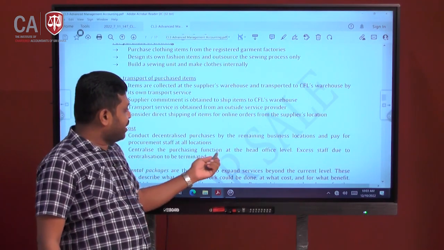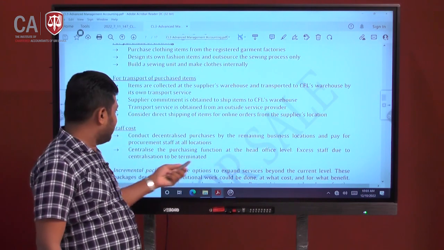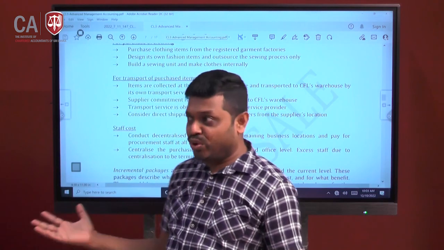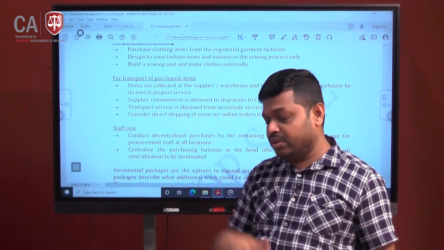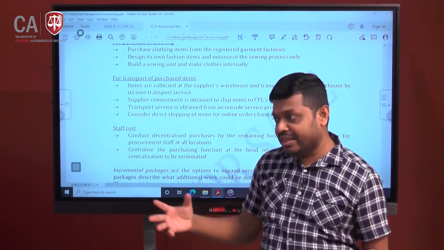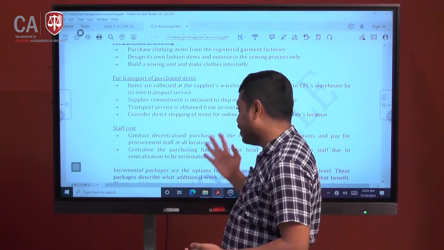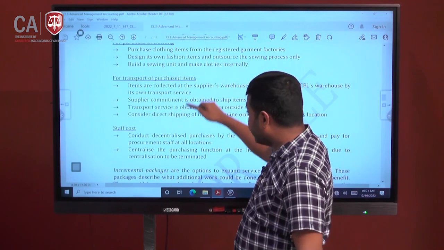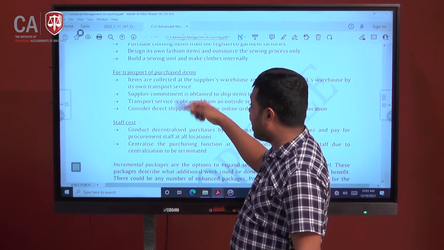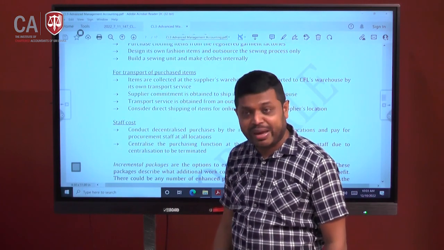Centralize the purchasing function at the head office level. Excess staff due to centralization to be terminated. You can see, because there is not much operation at branch level, we can centralize the purchasing, and then we can reduce the cost. While looking at this information and these options, you have to evaluate and rank those decision packages.